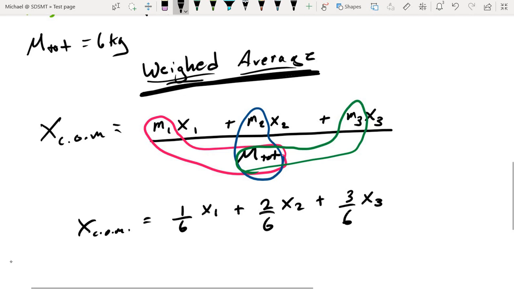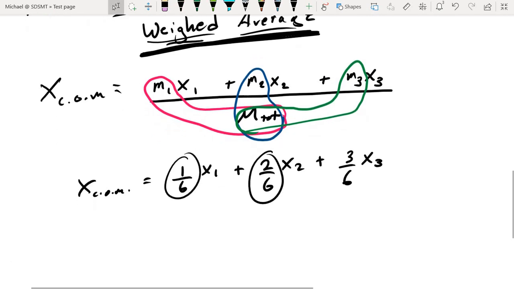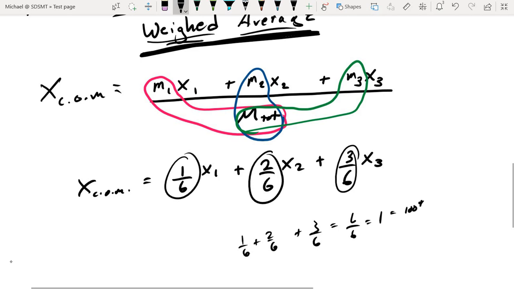And here's where we can actually see the weighing process. Mass 1 is contributing 1/6 of the total mass in the system. Mass 2 is contributing 2/6, or 1/3. And mass 3 is contributing 1/2 of the mass in the system. And if we add up those three contributions, 1/6 plus 2/6 plus 3/6, we get 6/6, or 1, which is equal to 100%.